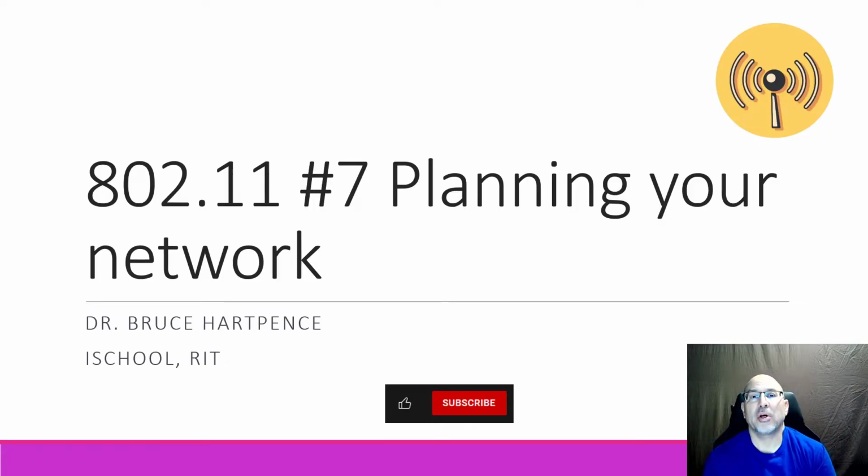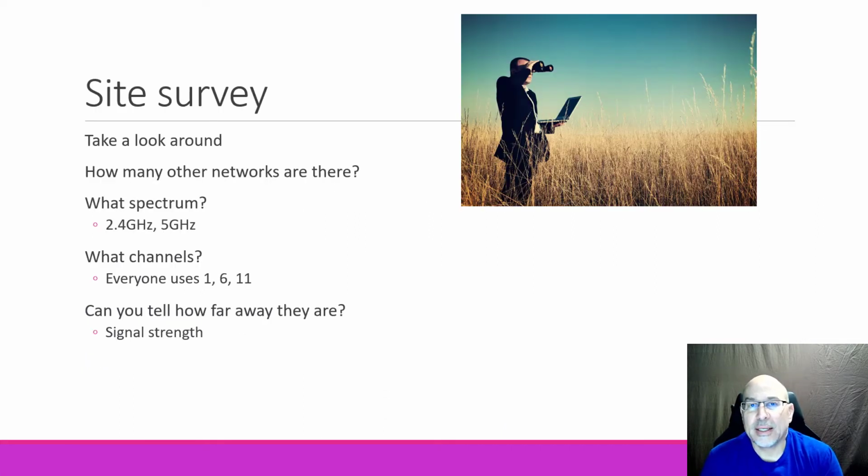So this one we're going to call 802.11 number 7, planning your network. Now this is the thing that nobody does, but everybody should do. It's called a site survey. And a site survey is really just you taking a look around to see what might be in your neighborhood. And it's really important on the wireless side, the spectrum side, but there are other reasons that we might do it depending on what you're trying to cover.